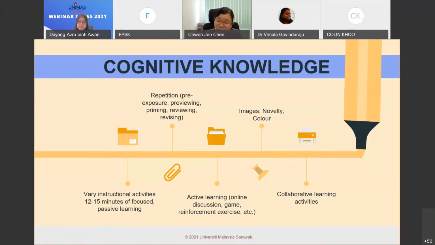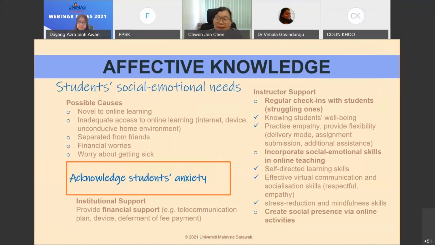So these are some of the strategies that are derived from the understanding of the working of the human brain or the working of the human mind. All right, and then the affective knowledge domain.